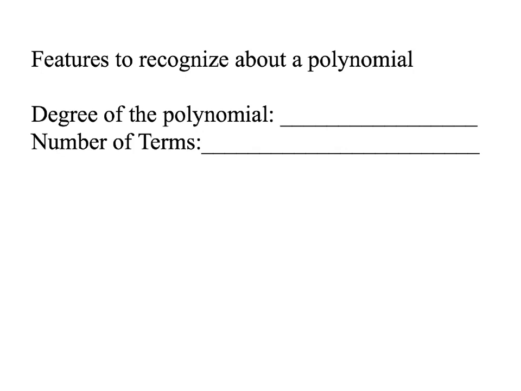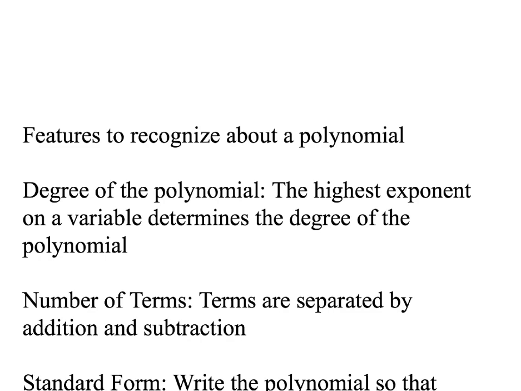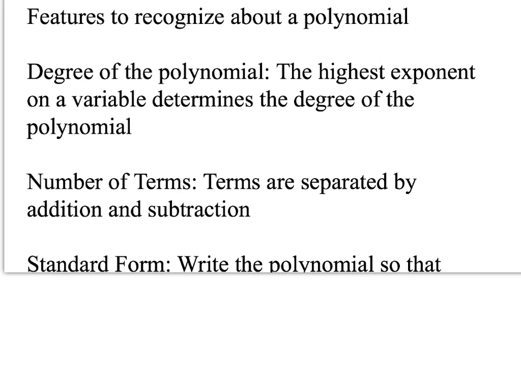So features to recognize about polynomials. The first is the degree of the polynomial. And the degree of the polynomial is the highest exponent on a variable. The highest exponent will determine the degree. The number of terms is also something we pay attention to with polynomials, and the terms are separated, like I said, by addition and subtraction. And then we use this information to help us write polynomials in standard form.